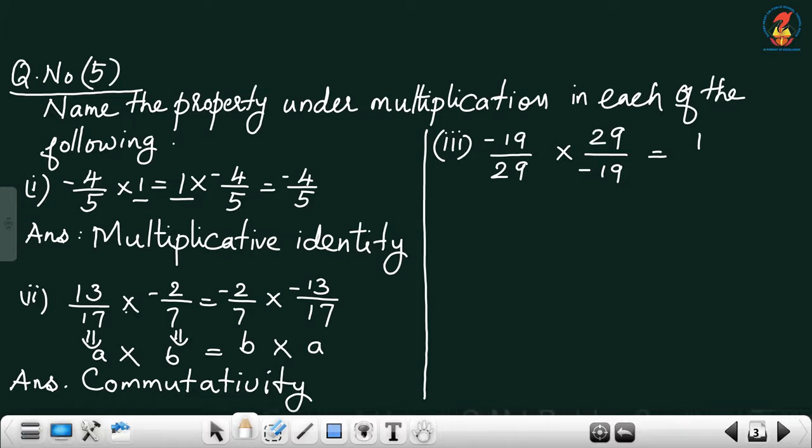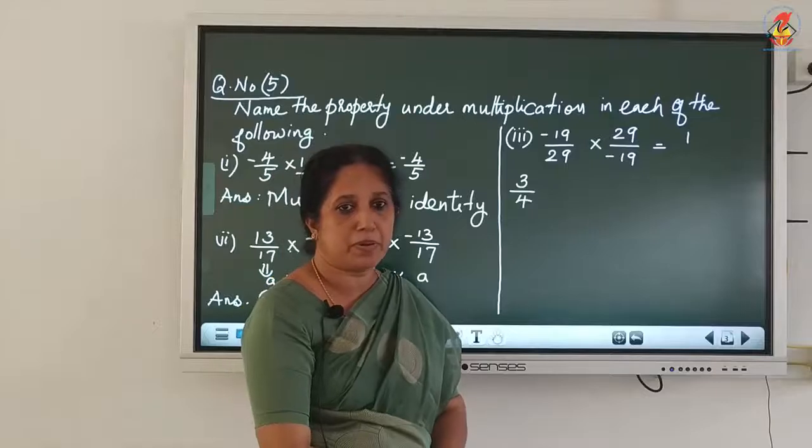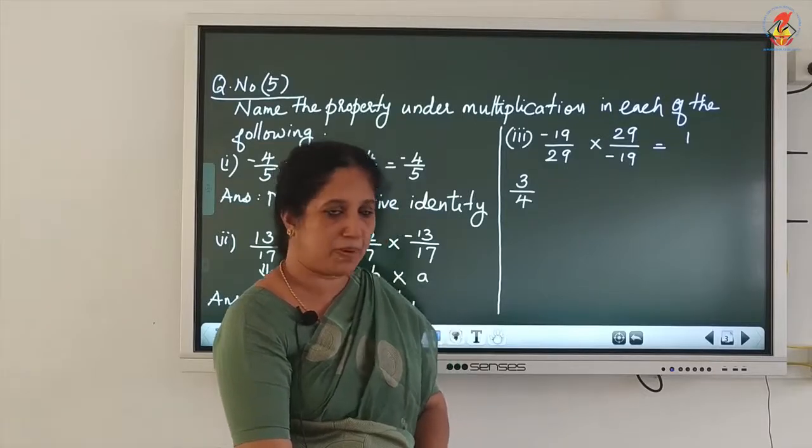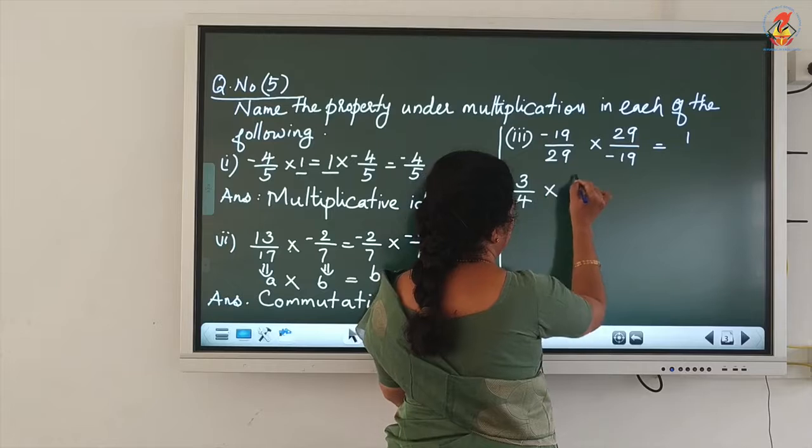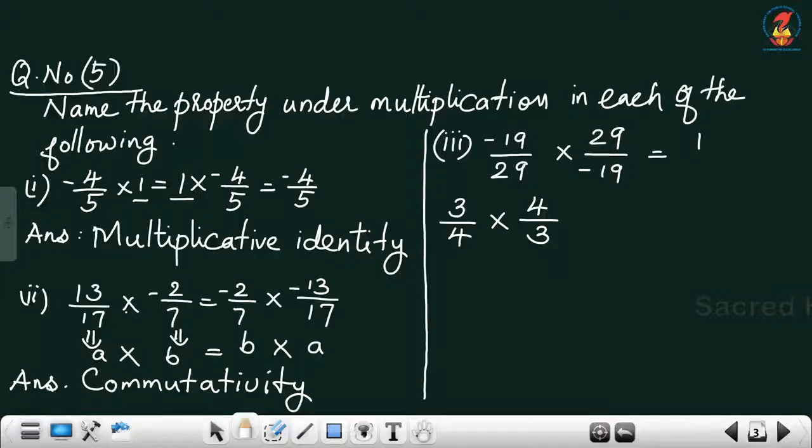Now, third question. Negative 19 by 29 into 29 by negative 19 is equal to 1. Now, I will consider one example. Take a rational number 3 by 4. What is the reciprocal of 3 by 4? Do you remember? Yes, 4 by 3. So, 3 by 4 into 4 by 3, where 4 by 3 is the reciprocal of 3 by 4. We have to find the product. 3 into 4, 12, divided by 4 into 3, 12. 12 by 12 is equal to 1.